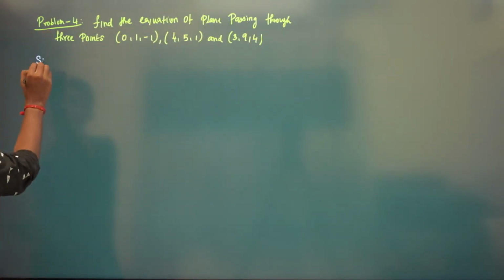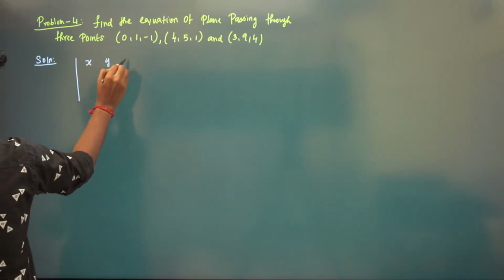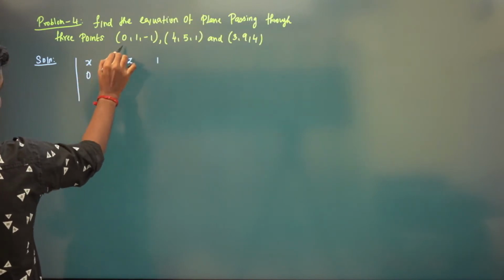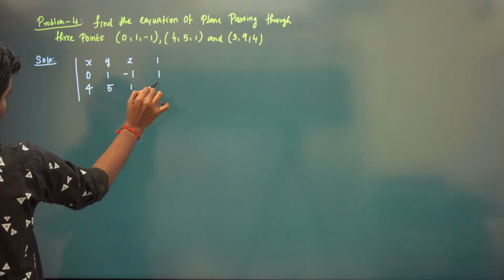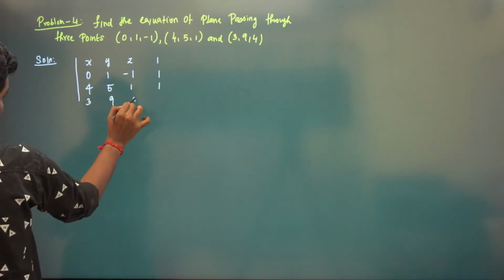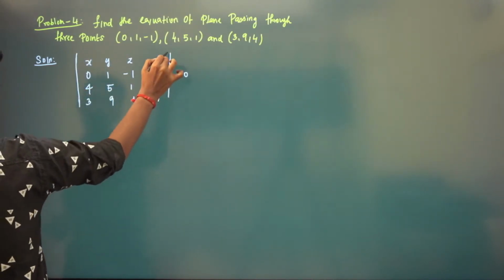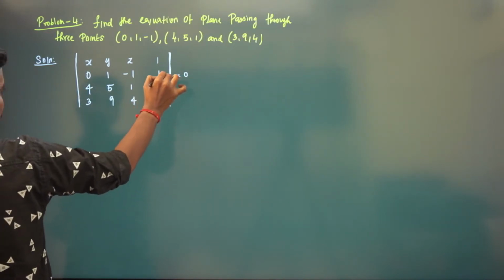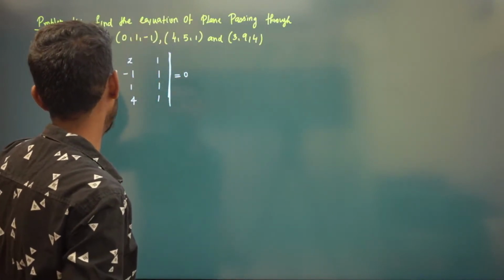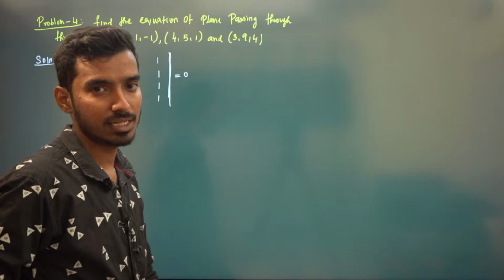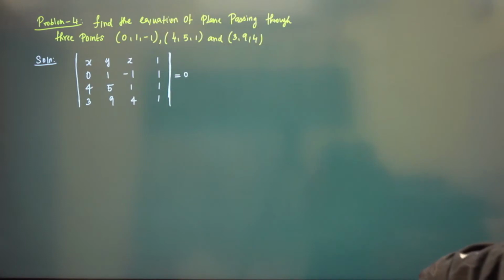Okay, so the equation of plane passing through 3 points is given by the determinant with rows x, y, z, 1; 0, 1, minus 1, 1; 4, 5, 1, 1; 3, 9, 4, 1 equal to 0, right? I'm not writing any story. From the exam point of view, you have to write: we know the equation of plane passing through 3 points is given by x, y, z, 1, x1, y1, z1, 1, x2, y2, z2, 1, x3, y3, z3, 1. Here x1, y1, z1, x2, y2, z2, x3, y3, z3 are given.